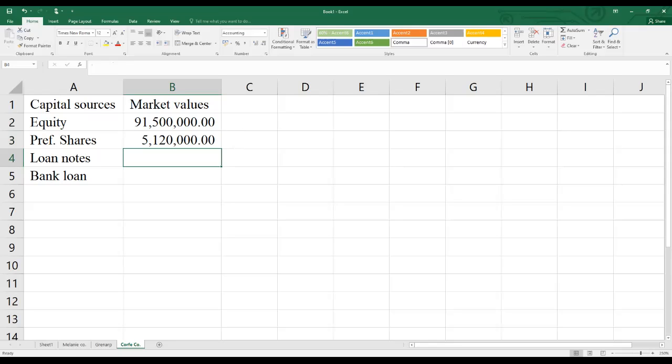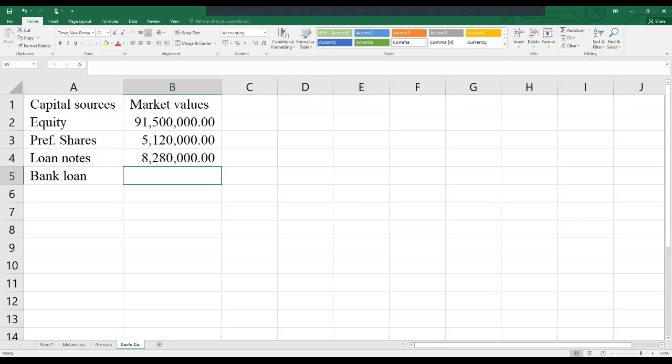Next is the notes. The notes have a market value of 103.5. So therefore, the market value of the notes of the company will be equal to the nominal value of the notes, which is 8 million, times 103.5 divided by 100. Let's get the market value for the notes.